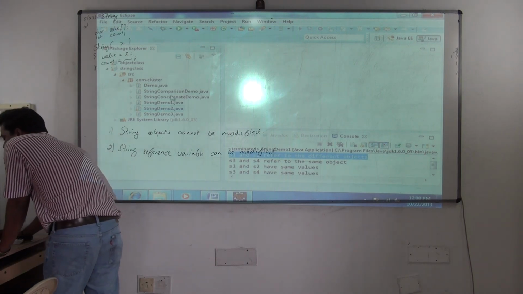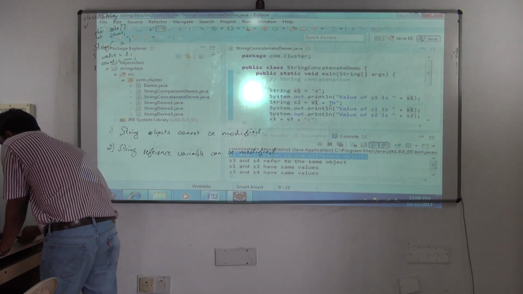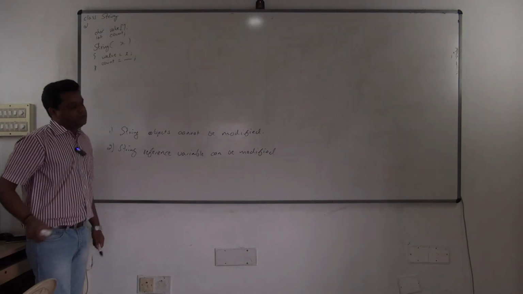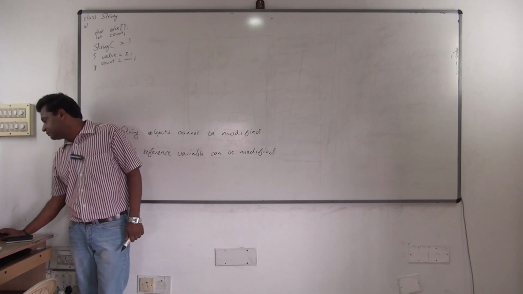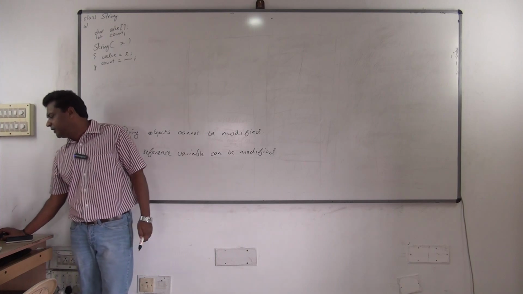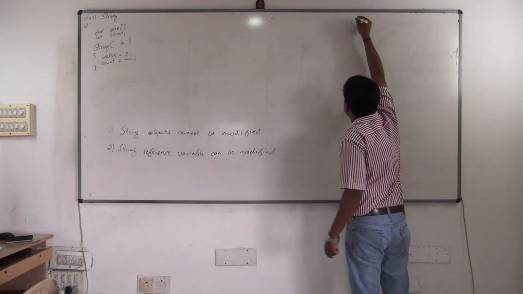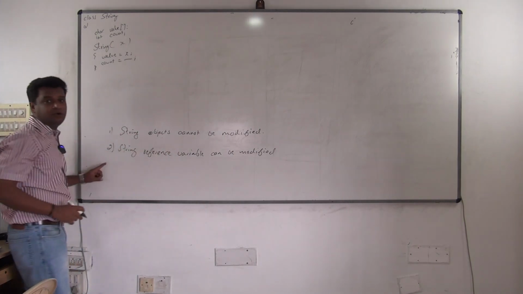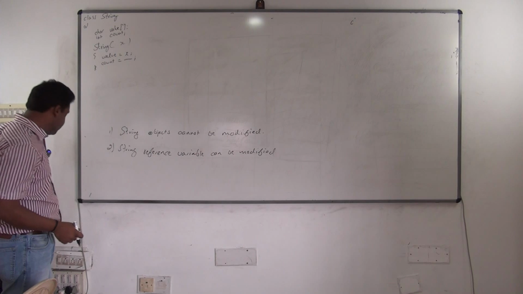So we'll start off with concatenation. You know string concatenation? We have discussed this long back. So string concatenation can be done in two ways. Let's see how you do concatenation. This is a very important interview question. Are you clear with this point now? String objects cannot be modified, but a string reference variable can be modified. I'll explain that very clearly. You'll understand.